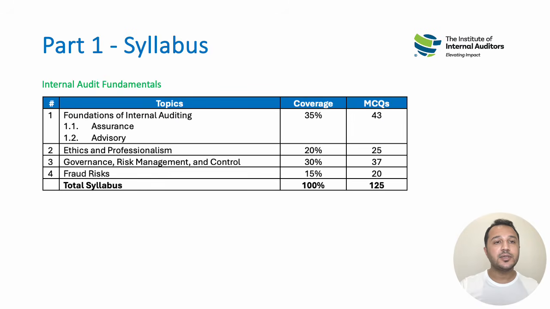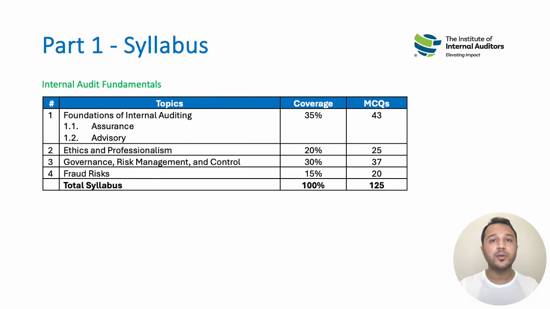Then ethics and professionalism, oh, my mistake, in the first one, ethics and professionalism is exclusive. So the second topic, ethics and professionalism, comprises 20%. Approximately 25 MCQs might come from this area. GRC 30% and fraud risk 15%, and similarly the number of MCQs, 30 and 20 plus, might come from these areas.